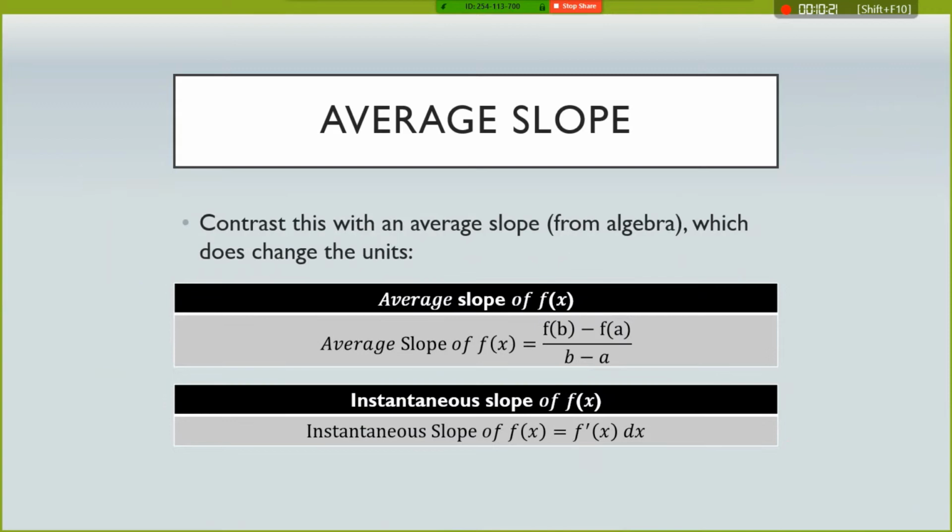Okay, versus my average slope, which is just my algebra version of slope, y2 minus y1 over x2 minus x1. My average slope does change my units. If you started with velocity, your slope of velocity would give you acceleration. It's different from your instantaneous slope, which is your derivative. Your instantaneous slope gets a slope at a single point, where your average slope is an average.